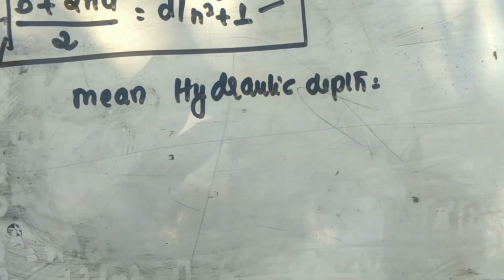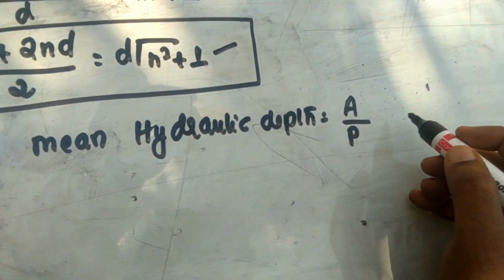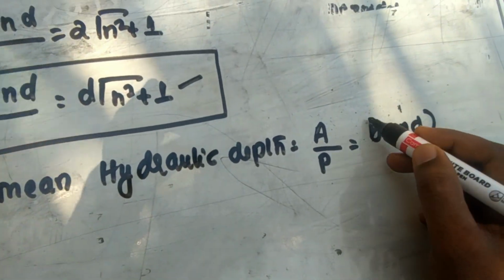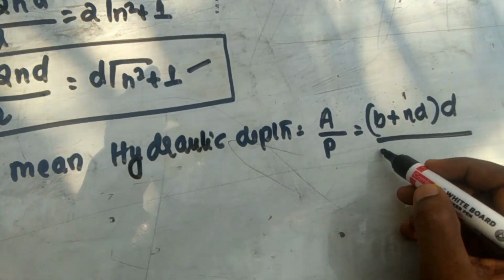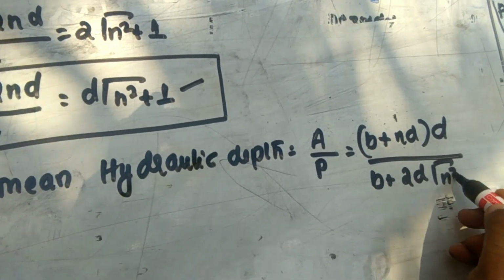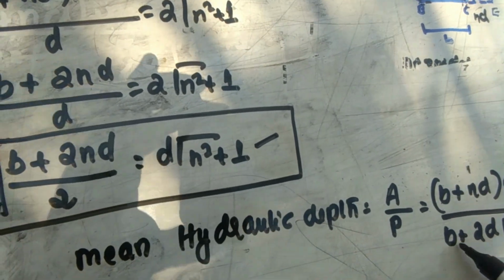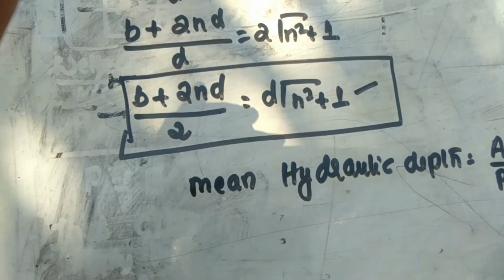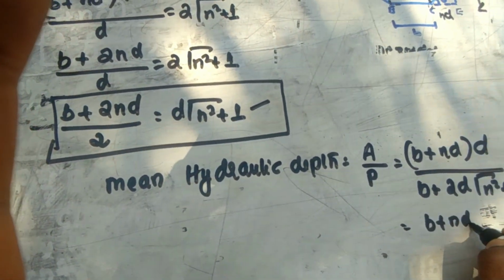So hydraulic mean depth m is equal to area by perimeter. We know that area is equal to (b plus nd) into d, divided by perimeter, which is b plus 2d root of n square plus 1. So we know b plus 2n is equal to 2d root of n square plus 1, so we can write it as b plus nd.